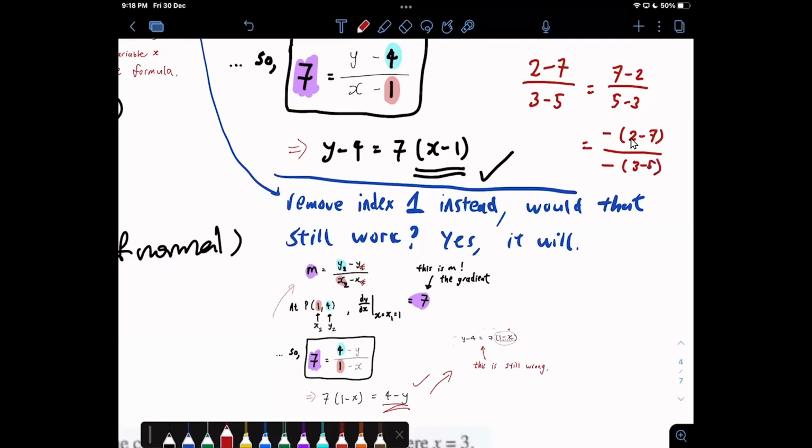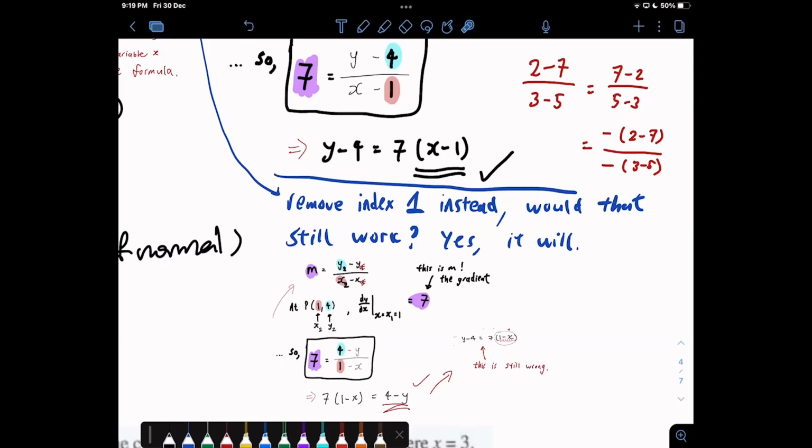Can you see that? Factor out the negative. So that means the negative and negative will cancel away, then you're just back to the original. So they are the same. Both ways work. That's what I was saying last week during the lesson.